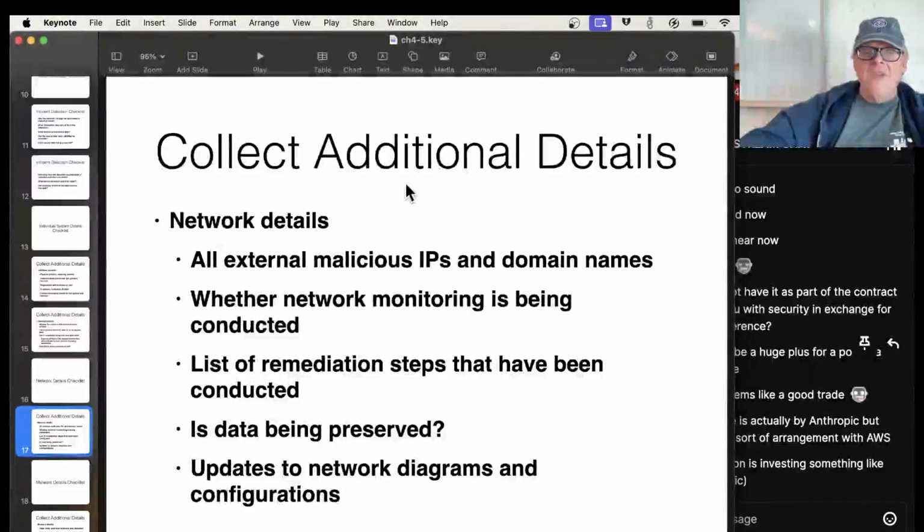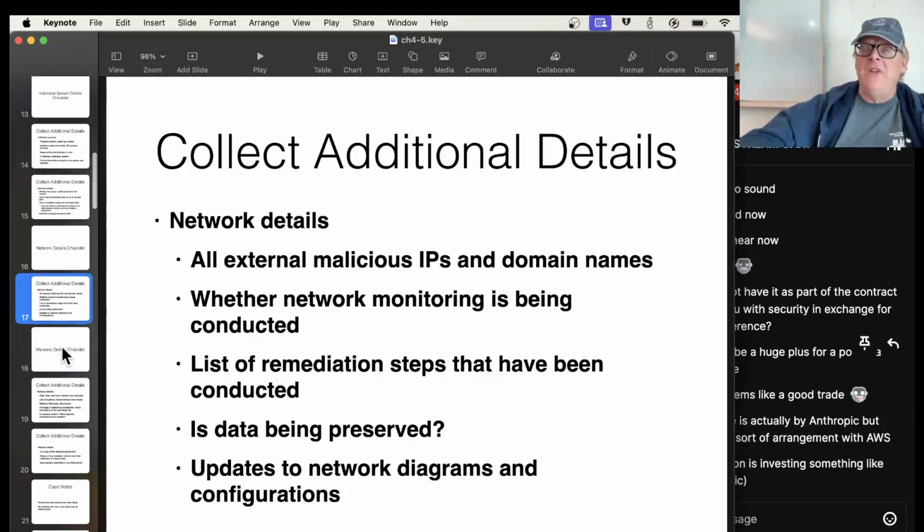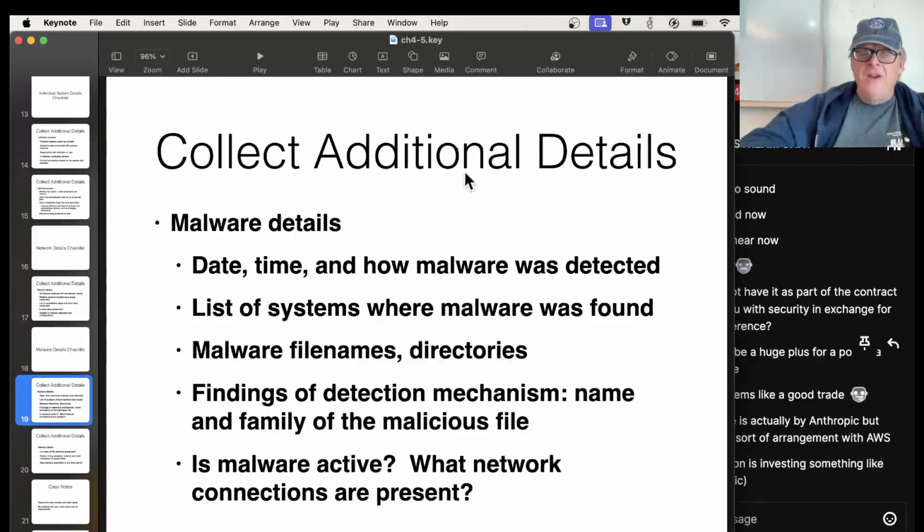So you'll have to decide how much of what's on there you need to preserve first. And your network details, your malicious IPs and domain names, and again, network diagrams and so on, so you can monitor network traffic, and that will help you track down the infected systems and what the bad guys are doing. And malware, same old thing.